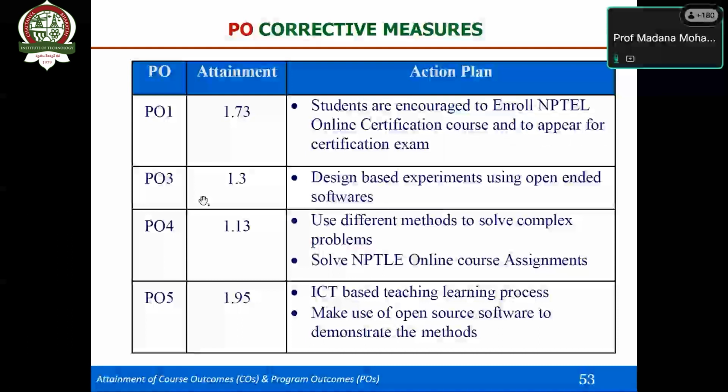Then, for example, PO3 1.3. That PO3 is related to a particular CO, that is problem-based or experiment-based, let us assume, design-based experiments by using some open-ended software. Like that, you can propose PO corrective measures based on your course requirement.